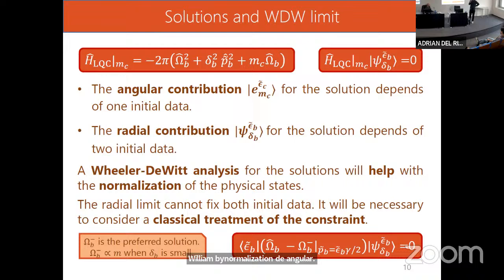In our work, we propose the following. Treating the previous equation, the classical one leads to two solutions, 2√4ωb. But only one of them has a good behavior in the classical limit, when the regularization parameter delta B tends to zero. So we impose the following condition for the first point of the superselected sector that helps us to fix the two initial data for the radial contribution.